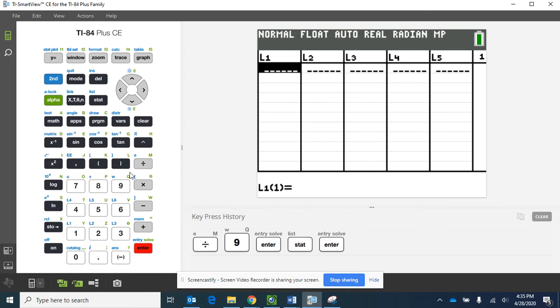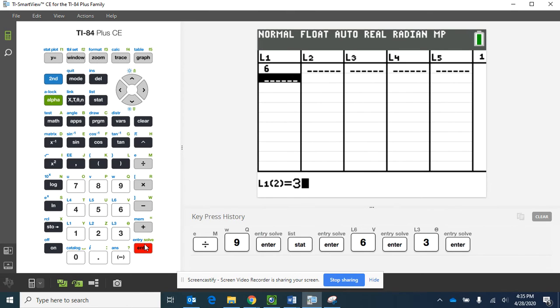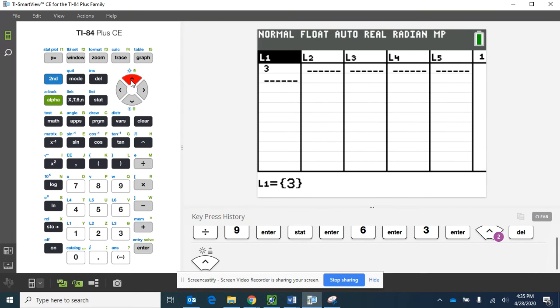If there were numbers, so let's say I had random numbers in here, to clear them out, you can individually scroll over the number and hit delete. You can also go up to the list and hit clear, enter, and that clears the whole list. Okay, so you want to have a nice blank template here to enter your numbers.